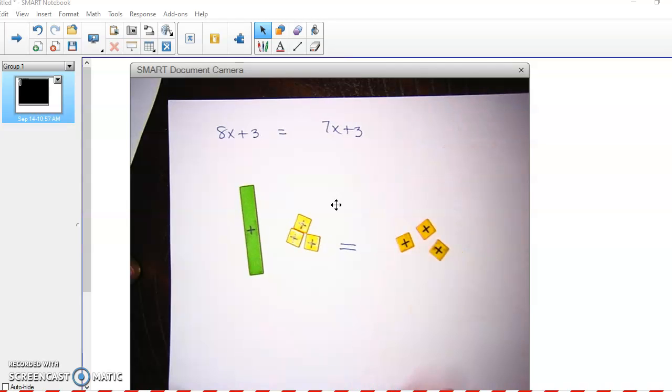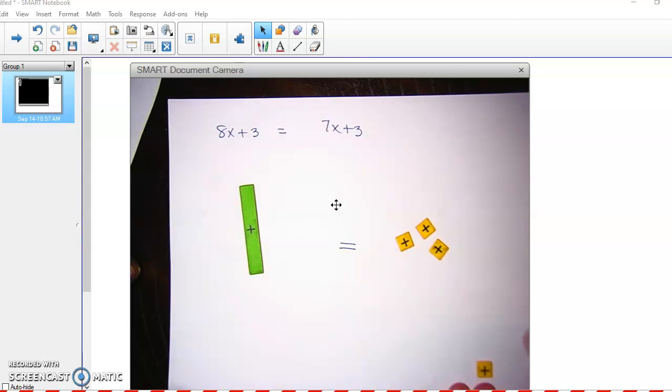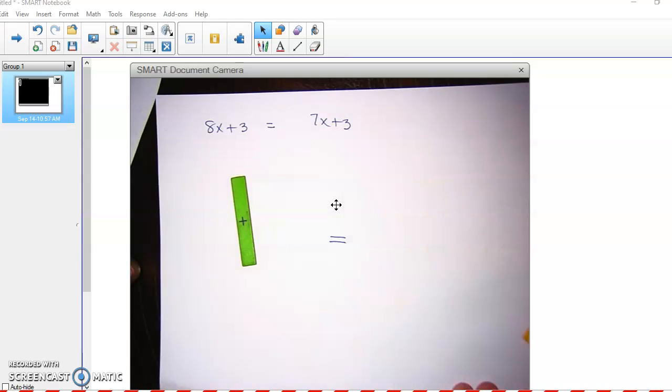And we have x plus 3 equals 3. So now we want to get x by itself. So we're going to subtract 3 from this side. Whatever you do to one side, you do to the other. So now we're going to have x equals 0.